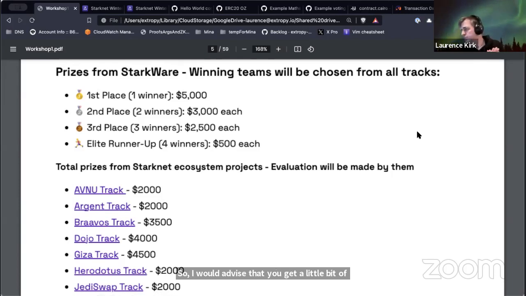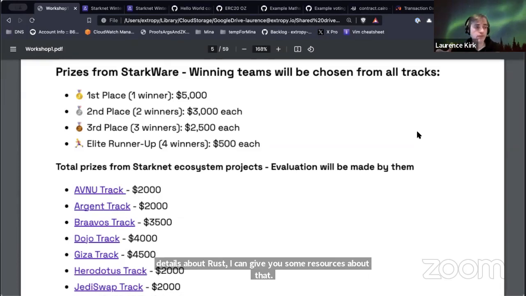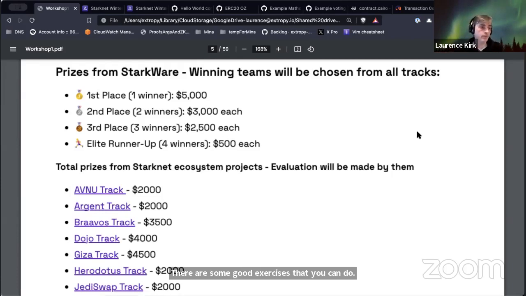If people want some more details about Rust, I can give you some resources. There are some good exercises that you can do that will help teach you Rust, and there are some good resources. So I'll put an answer into Slido about that and give you some links to those. But it's worthwhile spending a little bit of time on that, ready for learning Cairo.